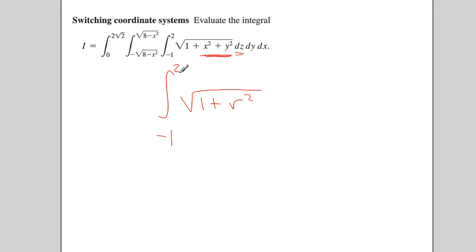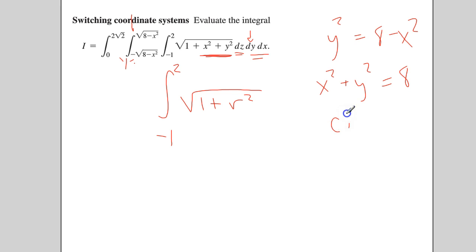Alright, and then this dy dx, if you notice, these are down here, because this is the second one, these are y's, so y equals, so if I square both sides, I'll have y squared equals 8 minus x squared, which adding the x squared over, I get x squared plus y squared equals 8, which means this is a circle in polar coordinates, and the radius is the square root of 8. Or I could write that as 2 root 2. So r equals 2 root 2.